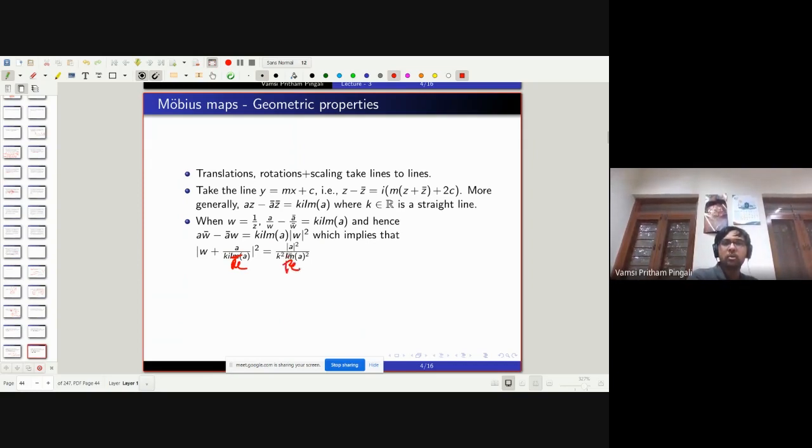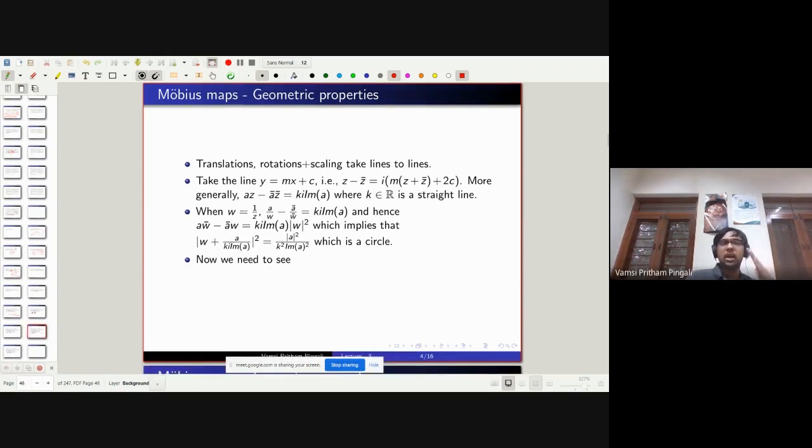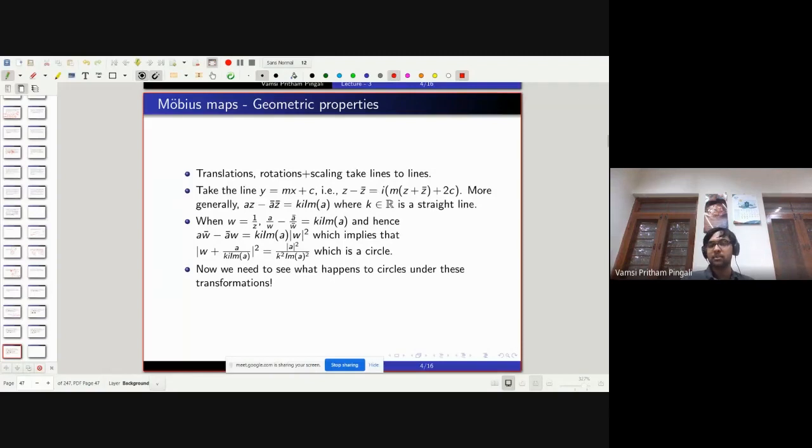Now, what sort of geometric object does this equation represent? Circle. Yeah, that's a circle. It's centered at minus of this point with this radius, which is a circle. So now we need to see what happens to circles under these maps. We started off with the question of what happens to lines under Mobius maps. If you apply translations, rotations, and scaling, they go to lines. Unfortunately, if you apply an inversion, a line can potentially become a circle. Now, if you apply Mobius maps, what happens to the circle? You need to know what happens to circles under these maps.